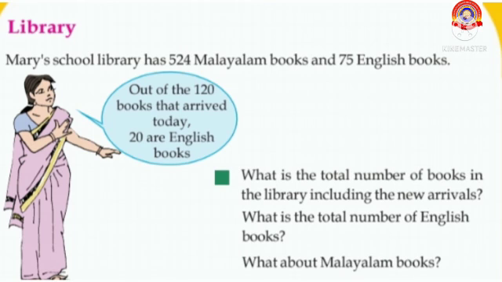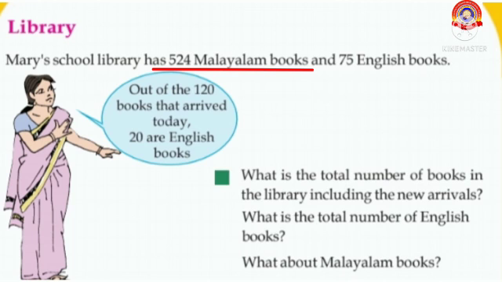Mary's school library has 524 Malayalam books and 75 English books. Out of the 120 books that arrived today, 20 are English books. What is the total number of books in the library including the new arrivals? What is the total number of English books? What about Malayalam books? Children, once again listen to the question. How many Malayalam books are there in Mary's school library?